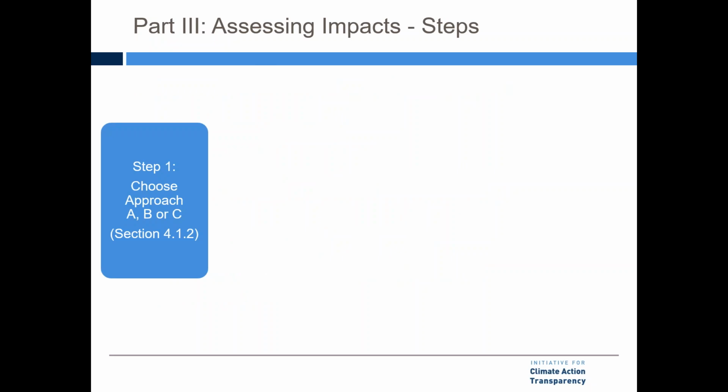Now, the guidance consists of 4 main steps. The first step is to choose an approach. The guidance provides 3 different approaches, A, B, and C. So approach A is the most simple approach. You look at just one generic fuel mix, which can be a mix of gasoline and diesel, and you compute the impacts based on this top-down data.